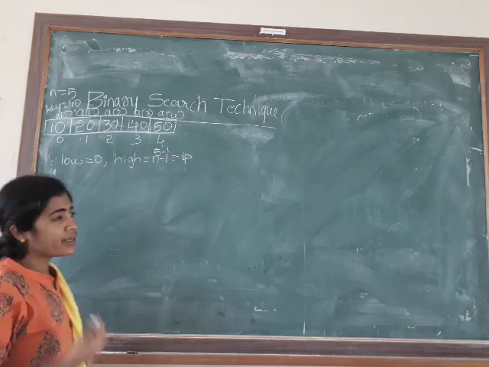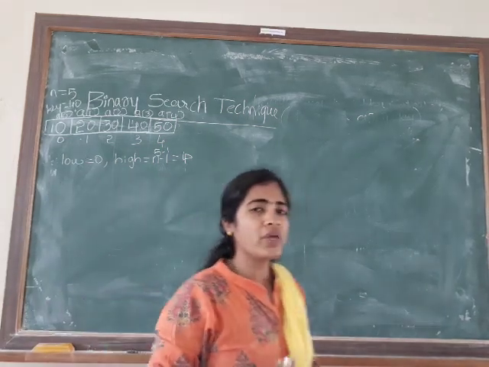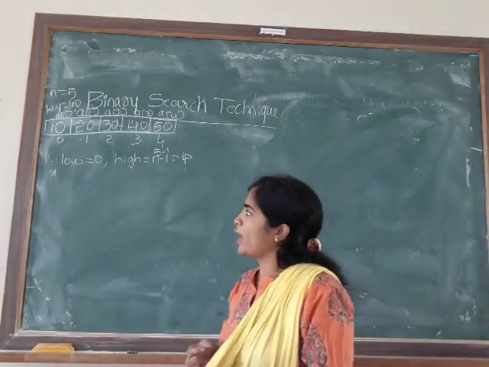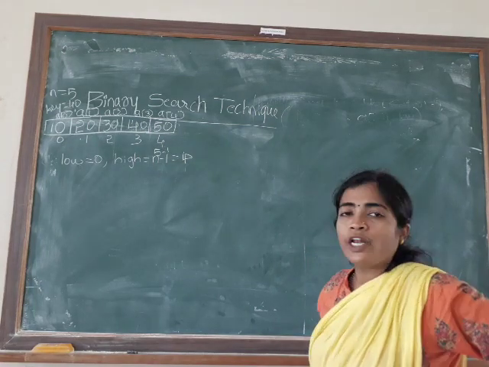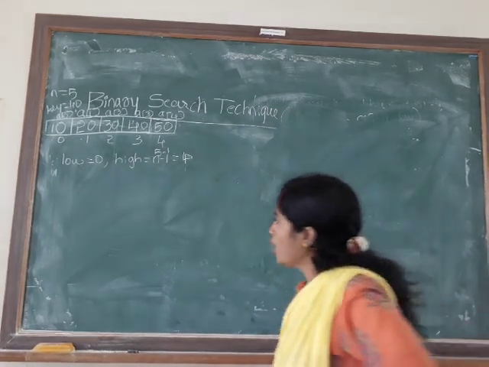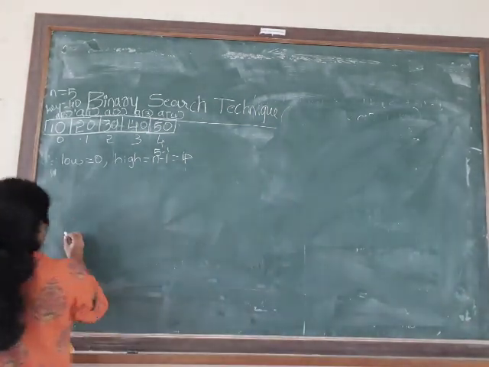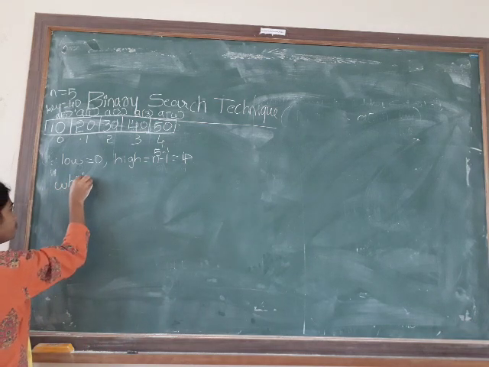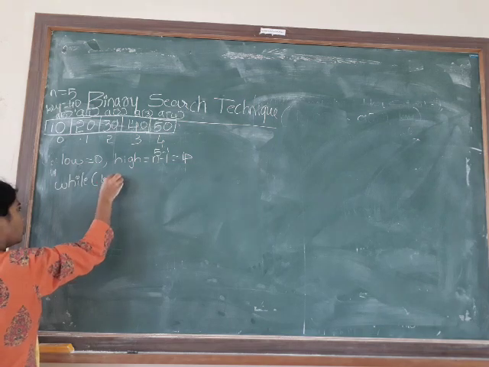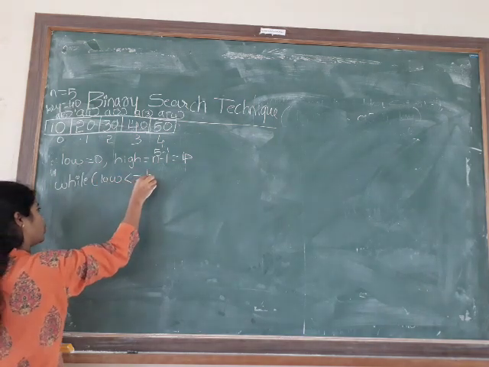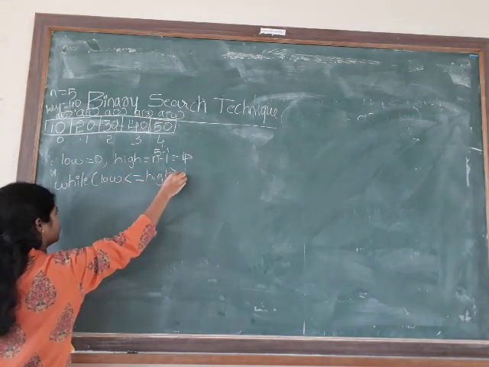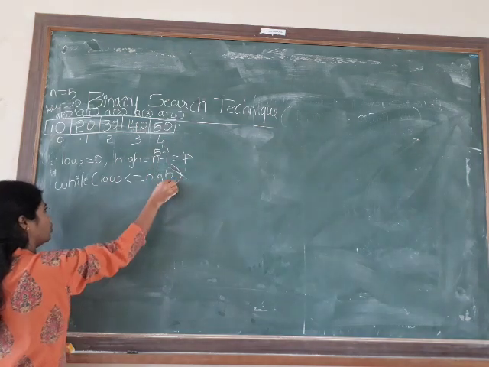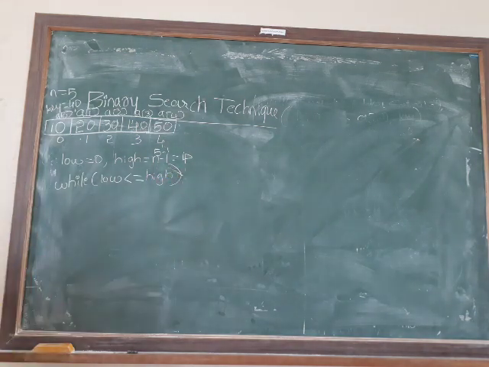So, how long can I search? Till low is less than or equal to high. That's why I'll take the iterations as while low less than or equal to high.